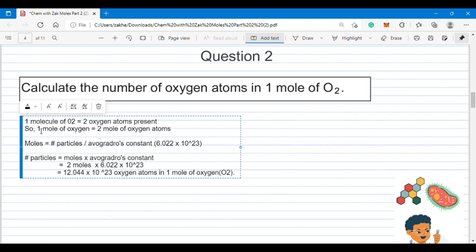So first, as I said, one molecule of O2 has two oxygen atoms present, and therefore 1 mole of oxygen is equal to 2 mole of oxygen atoms. And then we transpose and we made number of particles the subject of the formula, and we now derive our answer to be equal to 12.044 times 10 to the 23 oxygen atoms in 1 mole of O2.